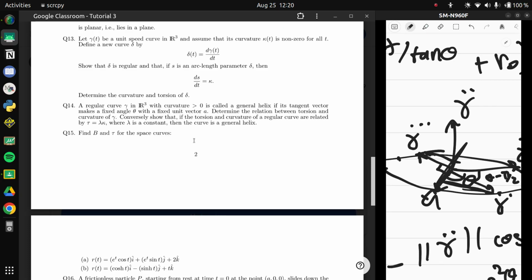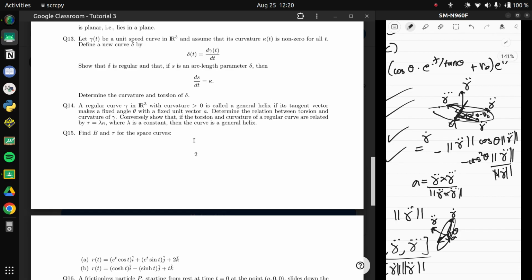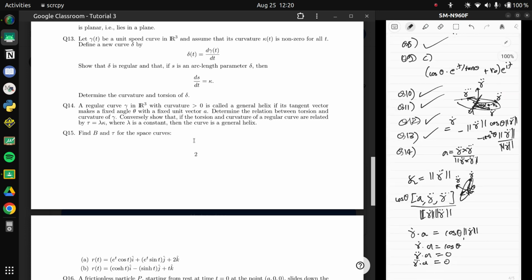This angle is 90 degrees, right? Because it's perpendicular to A. Oh wait, if it's perpendicular to A, and gamma is also perpendicular to A, but it's not necessarily perpendicular to gamma double dot, is it? No, it's not. This is not working out. Gamma double dot is certainly not perpendicular to that.